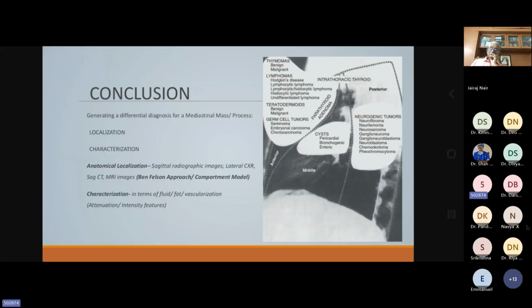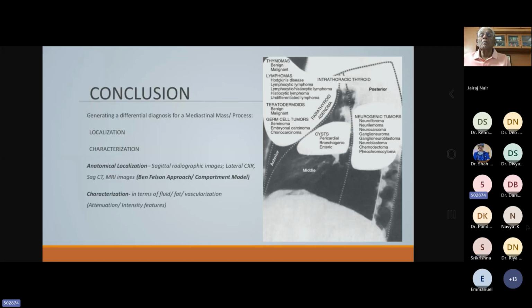This is the last image, which is showing the differential diagnosis of the tumors in different compartments, including the anterior, middle, and the posterior. The anterior, the most common being thymomas, which can be benign or malignant. Lymphomas, including Hodgkin's disease, lymphocytic lymphoma, histiocytic lymphoma, and undifferentiated. Germ cell tumors, including the seminomas, embryonal carcinoma, and choriocarcinoma. And parathyroid adenoma and retrosternal goiter.